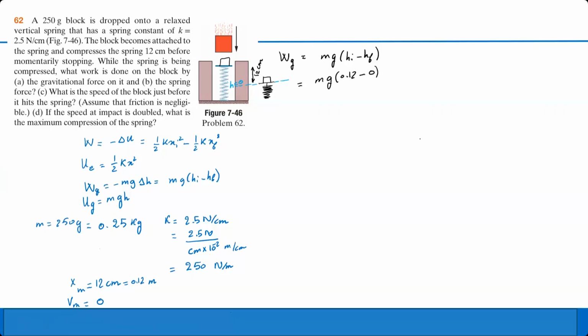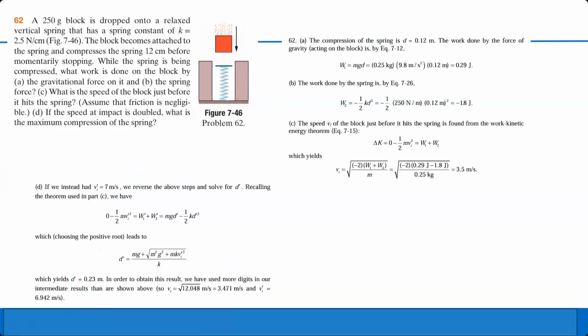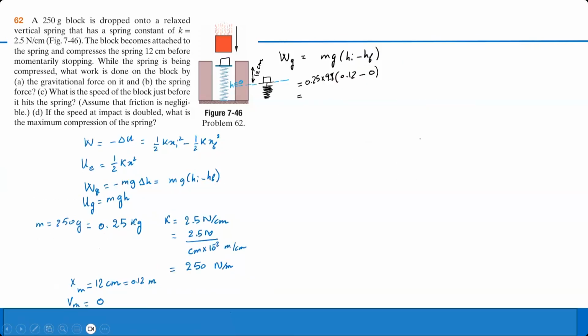I have the mass. The mass is 0.25. This is 9.8. Can calculate this. Let me just check the final answer. 0.29 joules. So this is the work done by gravity, pretty easy.